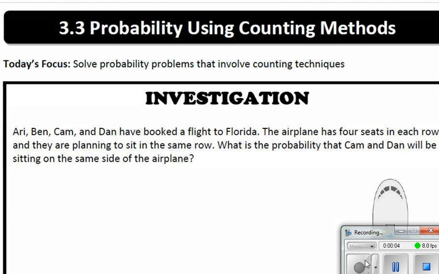Ari, Ben, Cam, and Dan have booked a flight to Florida. The airplane has 4 seats in each row, and they are planning to sit in the same row. What is the probability that Cam and Dan will be sitting on the same side of the airplane?